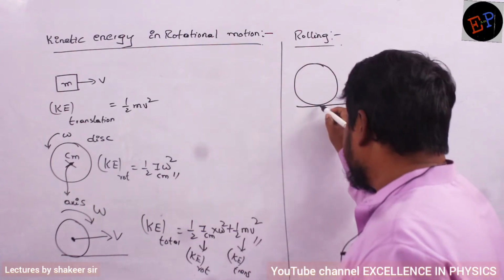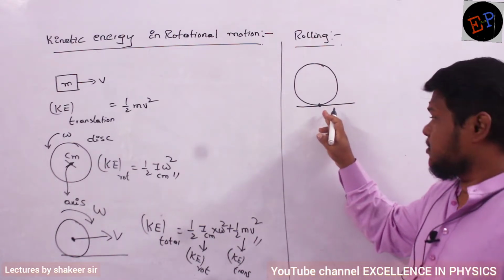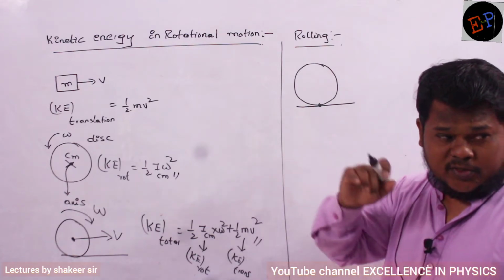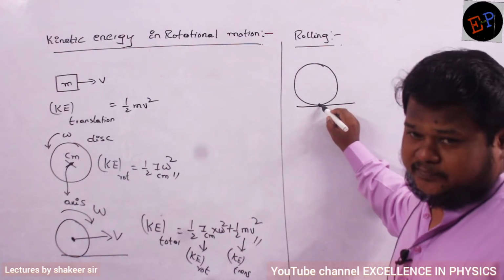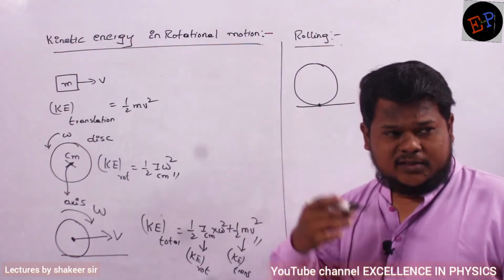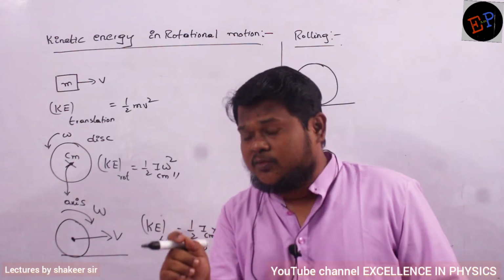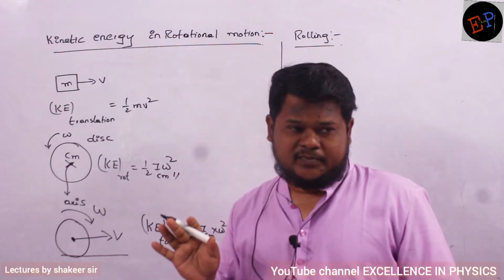Rolling means the point which is in contact with the ground, this point, the point which is in contact with the ground or the road on which this body is rolling, will be temporarily in rest position. You should have seen rolling tires, no? The point which is in contact with the ground will be temporarily in rest position.